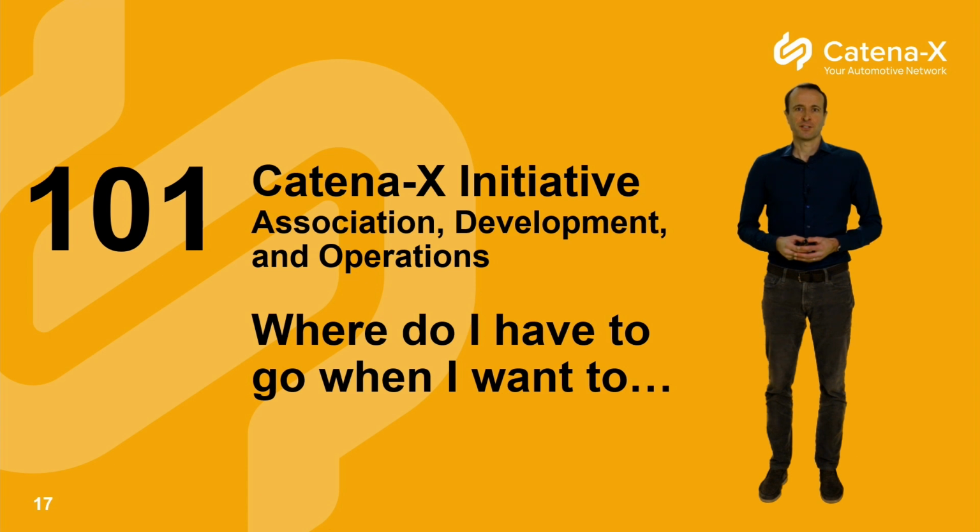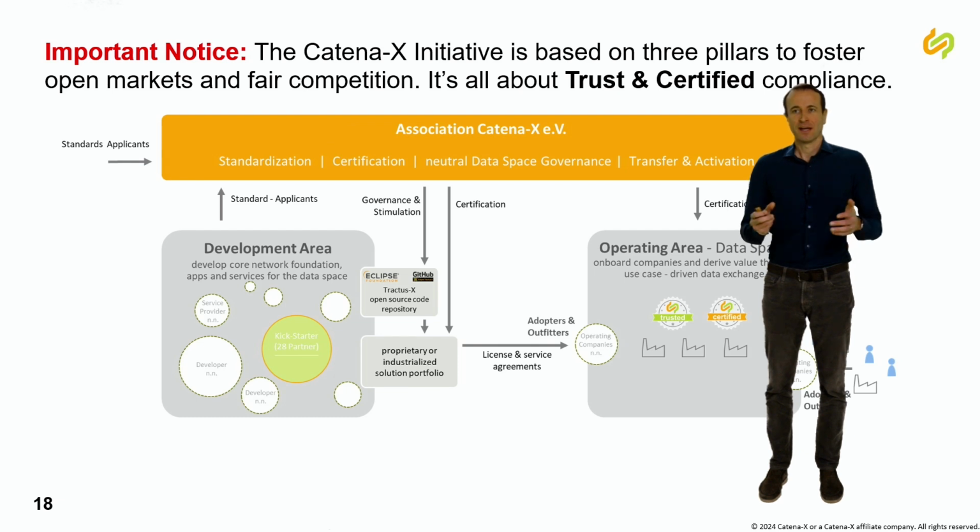So, as Klaus mentioned, there's a lot of stuff within Catena, and we want to take it apart step by step to help you to know where to go and when you have to go, for what purpose, to what area of Catena. That's why we call it 101. Now, as you know, Catena is built on the association, a development area, and an operating area. And all three of them combined, first of all, offer fair competition and faster open markets, which is key.